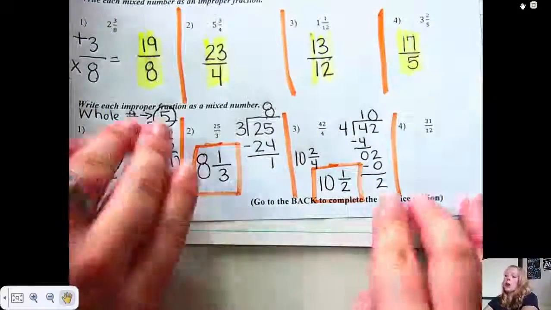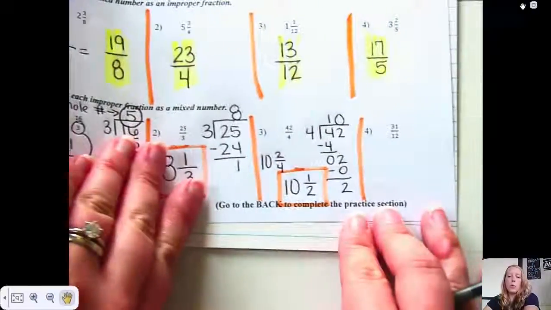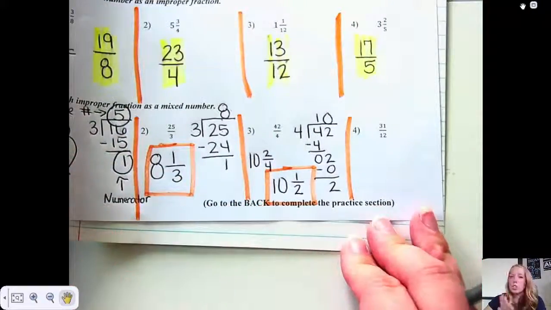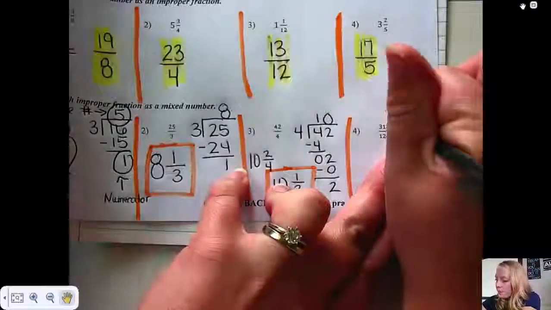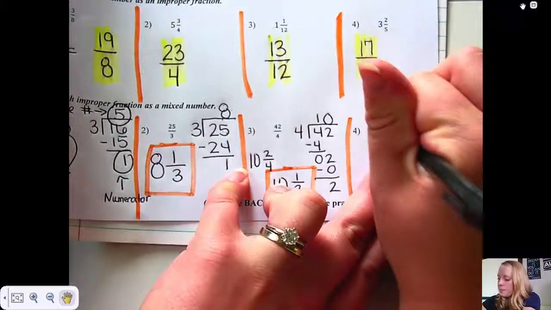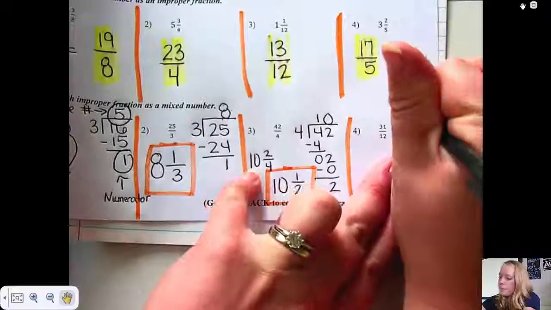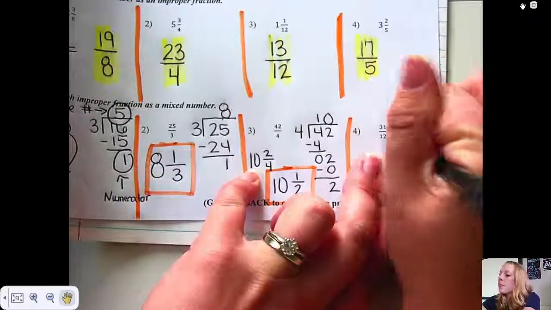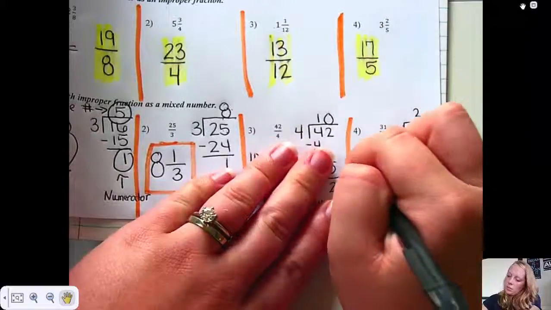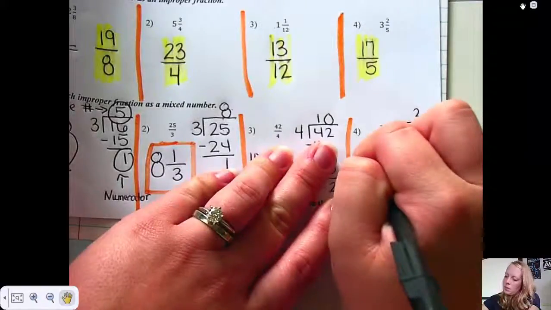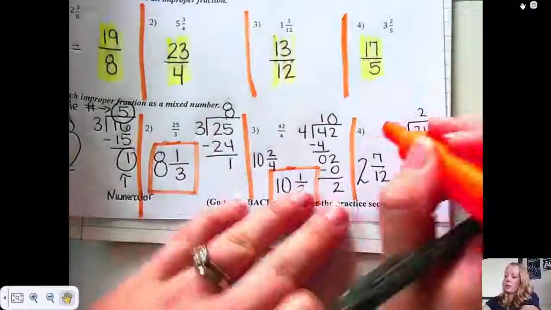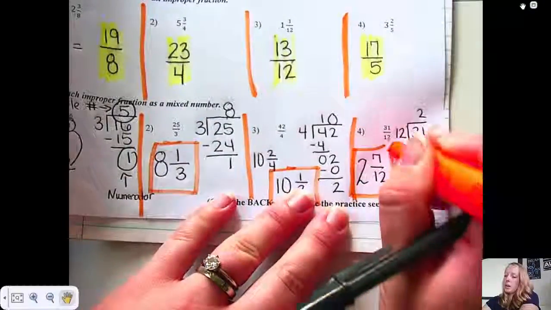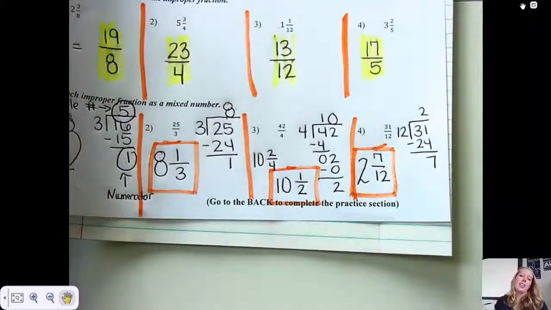Okay, you don't have to pause the video. I'm going to do number 4 with you, but you're going to try it on your own. So check up here when you're ready. Okay, I have the answer on my paper. If you don't want me to say it, pause the video right now. The answer is 2 7/12.